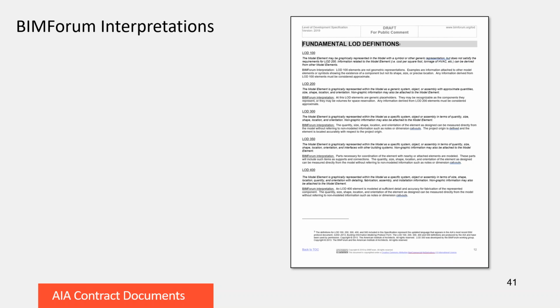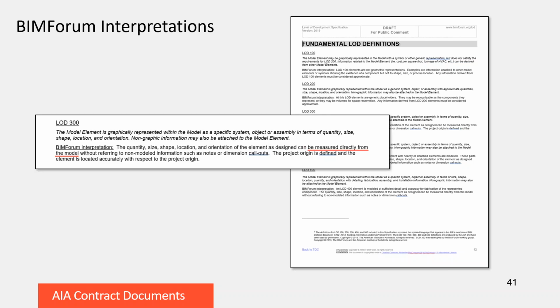One of the things we did early on was added a little color and shade to the AIA's definitions. We looked at how we are interpreting them in doing the examples through the rest of the spec. The major one, the one that has the most impact, is the interpretation of LOD 300. And what we said was that if something is at LOD 300, it can be measured. The size and the location and so on can be measured directly from the model without referring to called out dimensions. This caused a lot of heartburn at first, even with the architects who were actually on the committee developing this.